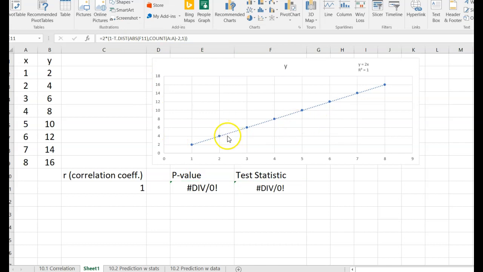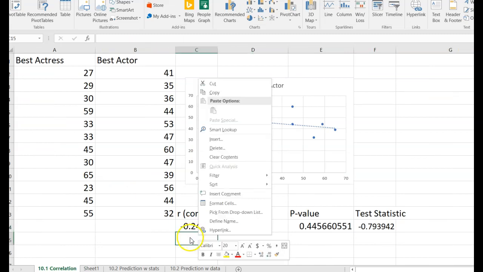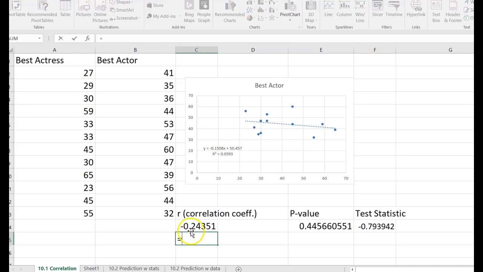But I wanted you to see that a perfect line going through there is what would make R 1, and then if you square R, this capital R squared literally is this value squared. So on this one, where our correlation was not 1, it was negative 0.24351, if I square this number, I get that number that it's giving me right there. So capital R squared literally is this little lowercase r squared.